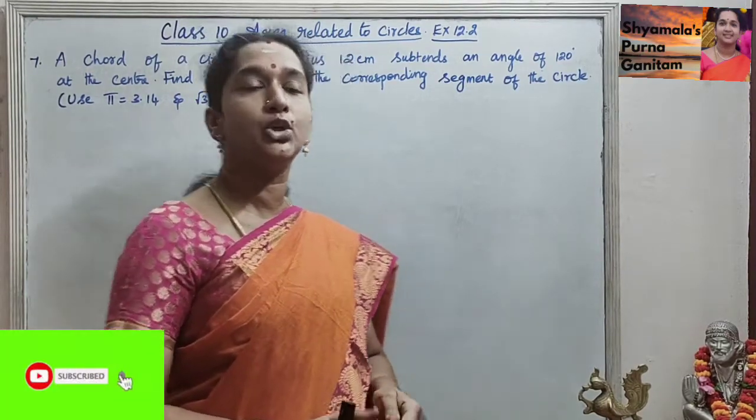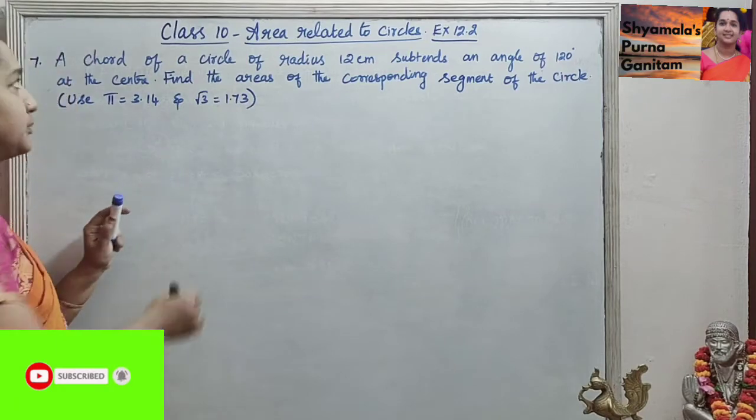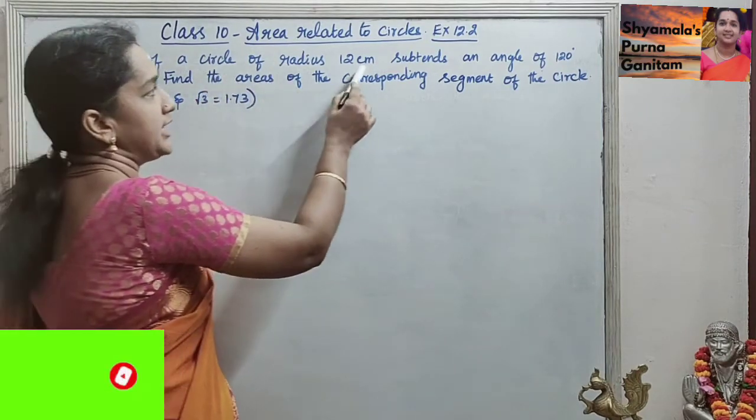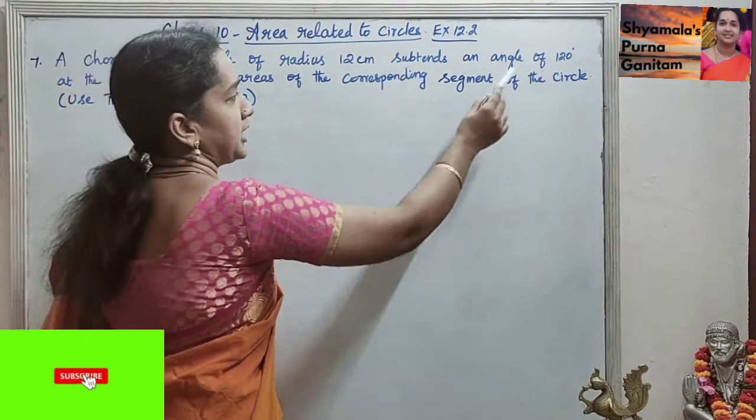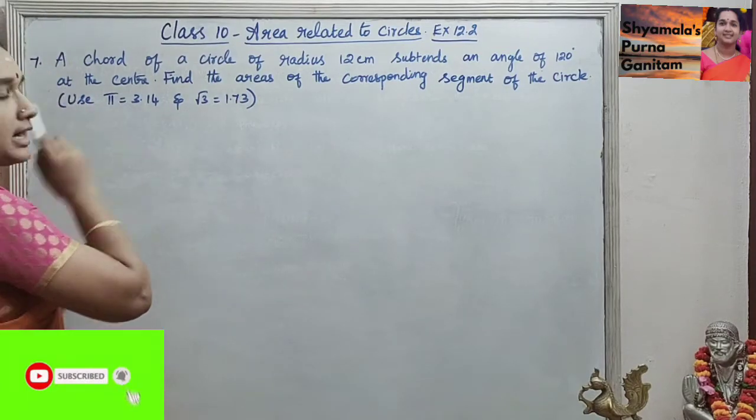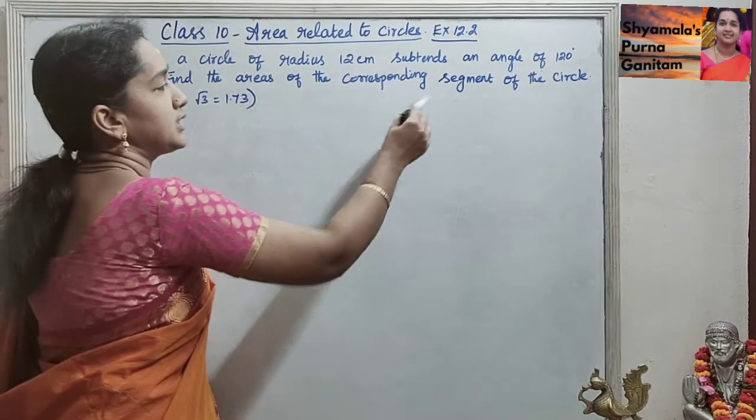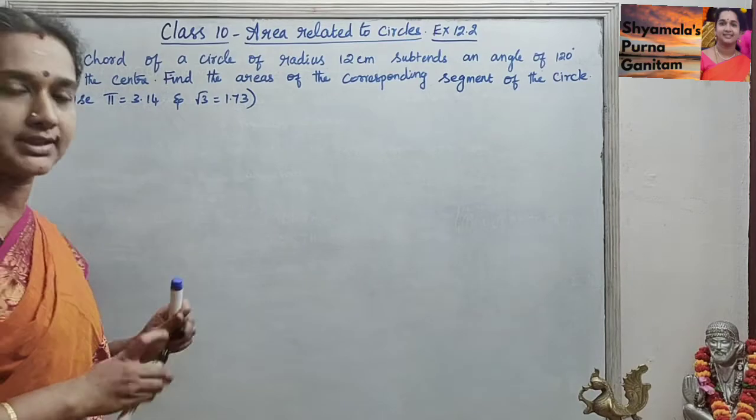Exercise 12.2, 7th sum. A chord of a circle of radius 12 centimeter subtends an angle of 120 degree at the center. Find the areas of the corresponding segment of the circle.